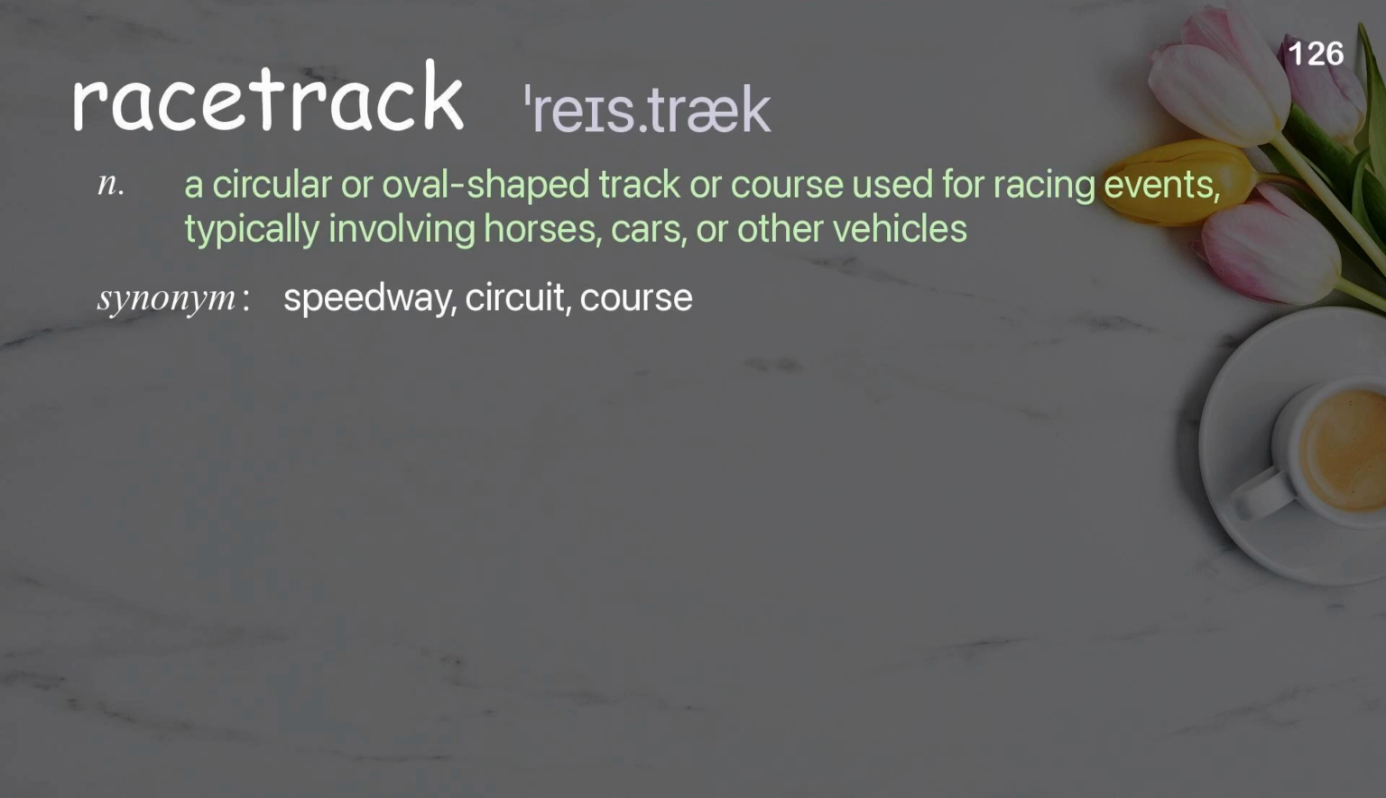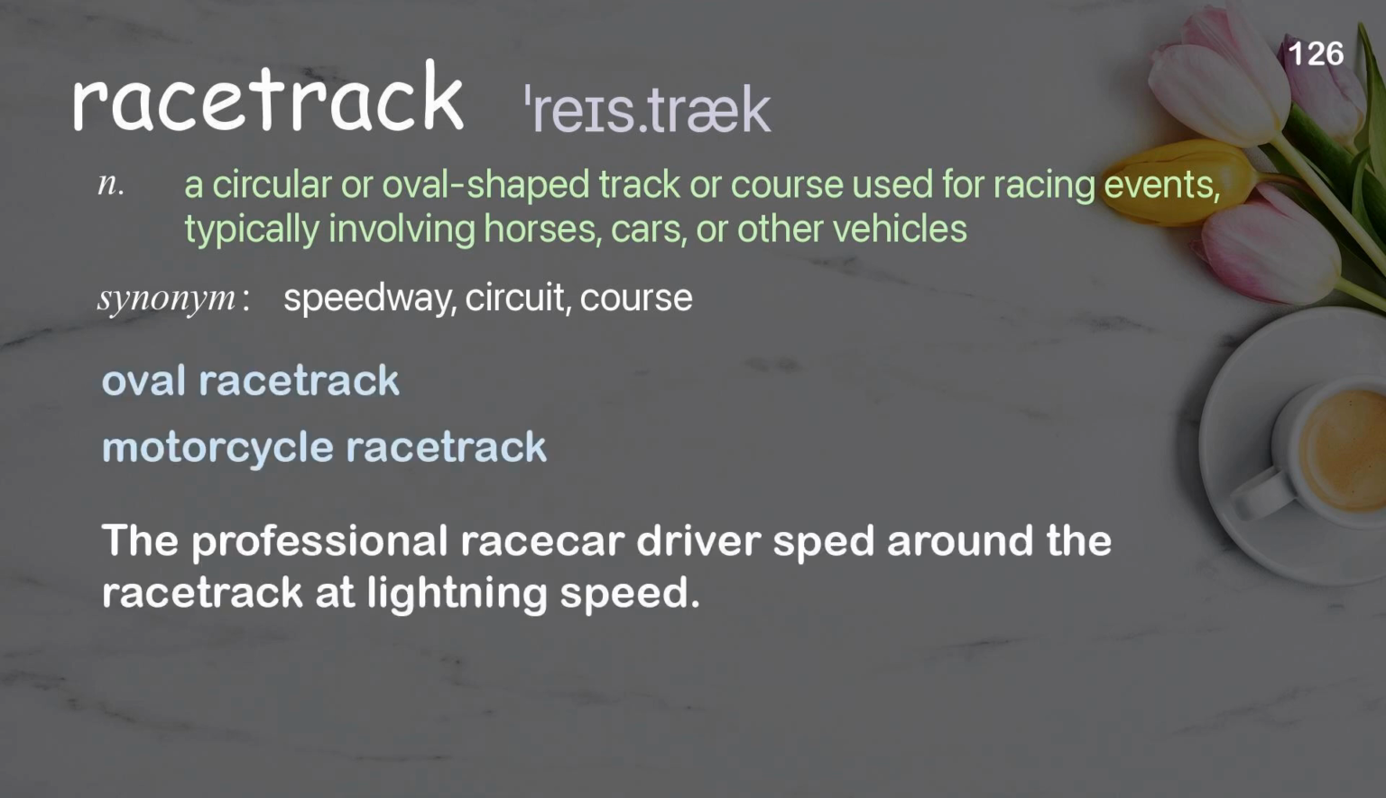Racetrack. A circular or oval-shaped track or course used for racing events, typically involving horses, cars, or other vehicles. Examples: Oval racetrack. Motorcycle racetrack. The professional race car driver sped around the racetrack at lightning speed.